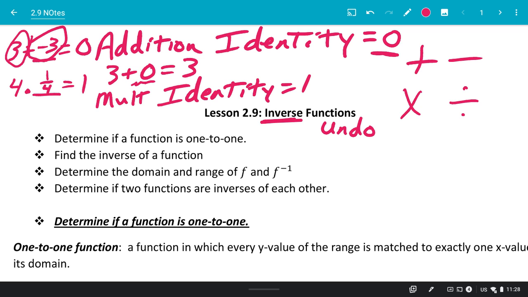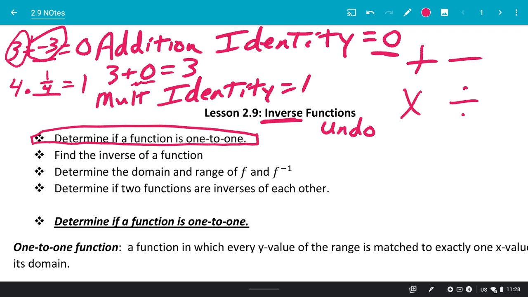Because that's what we're going to be talking about now, but instead of the simple ones, like the addition and multiplication identities, we're going to be talking about inverses, or functions that undo each other, okay? Now, the first thing we have to determine, just to see if it can even have an inverse, is that a function must be 1-to-1, okay?